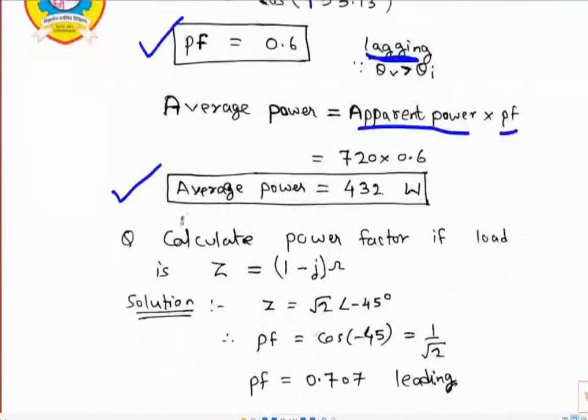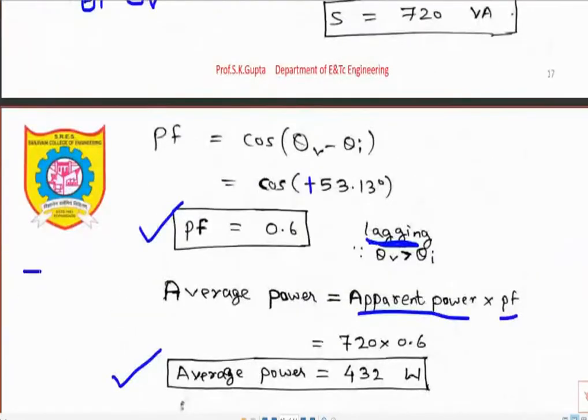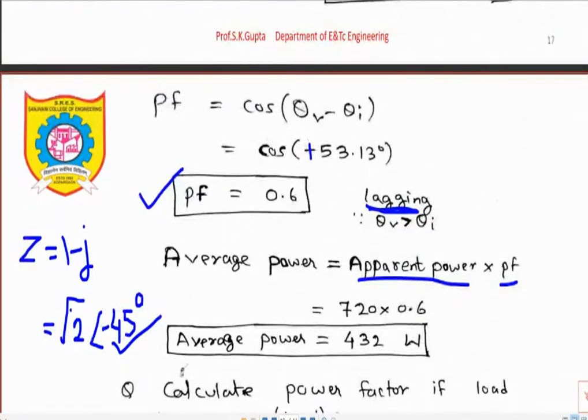Now let's look at one more example. Calculate power factor if load is Z equal to 1 minus j. So load is given as 1 minus j and we have to calculate the power factor. So we need to convert it into phasor domain. So 1 minus j has a magnitude under root 2 and angle is minus 45 degree. You can get it in calculator. So magnitude is root 2, angle is minus 45 degree. And power factor is cos of this angle, the impedance angle.